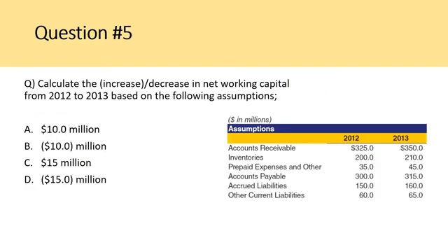Okay, so question number 5, calculate the increase or decrease in net working capital from 2012 to 2013 based on the following assumptions. Okay, so these are the assumptions right over here. So accounts receivable increases from 325 to 350 from 2012 to 2013. Inventories increases as well. Prepaid expenses and other also increases. Accounts payable increase. Accrued liabilities increase, and other current liabilities also increases.